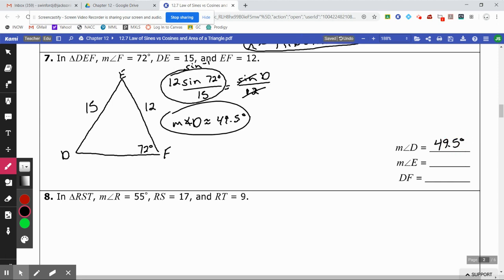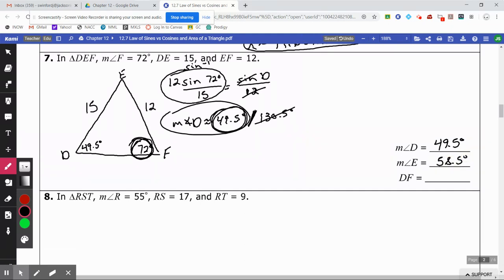So this one's going to be a little bit easier than that last one, hopefully. Now we do have to check for that second angle, since it's law of sines, which would be 130.5 when you take that away from 180. But you've already got a 72, so that one's not going to work. We can throw it away. So now you have a 72 degree angle and a 49.5 degree angle, which is this angle right here. Add those two and take them away from 180, and that's going to give you the measure of angle E, which is about 58.5.